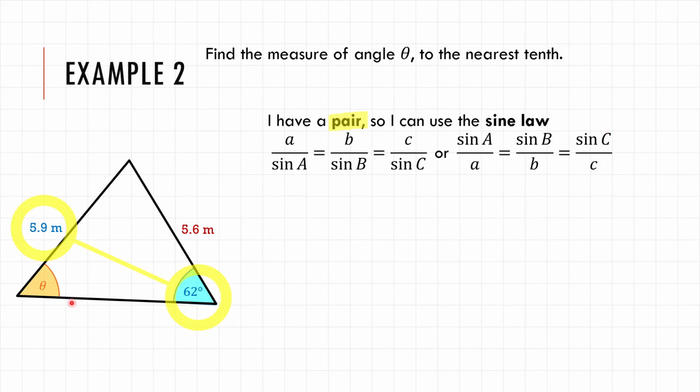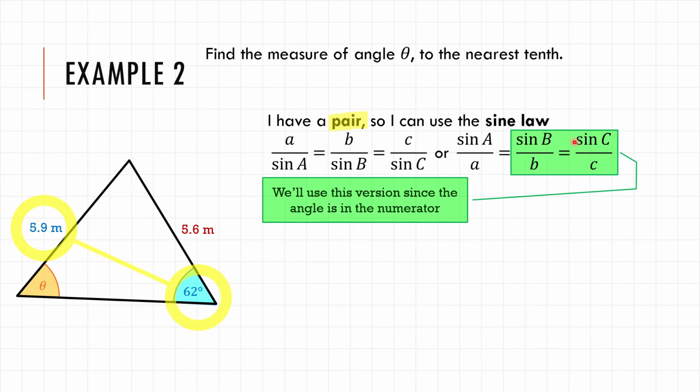And I'm going to choose, because I'm solving for an angle measure, I don't want to choose a version of the sine law that has the side lengths in the numerator, because that would make it a little bit harder for me to isolate. Instead, I will choose this version because this version has an angle in the numerator. So replacing these variables with values that I know, I get sine of 62 degrees over 5.9.